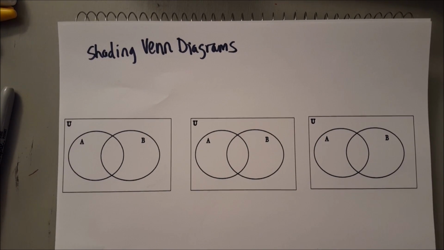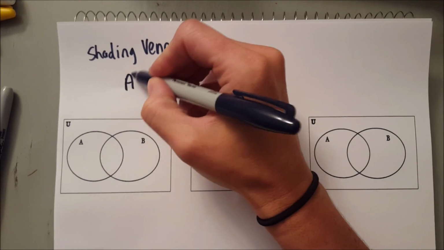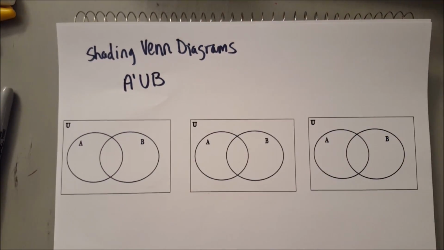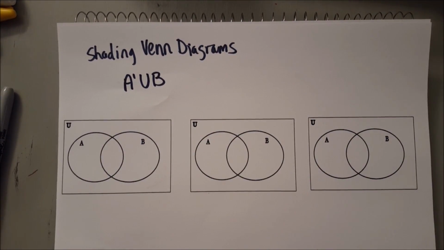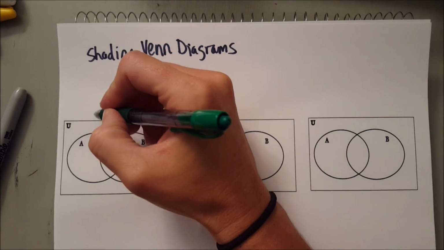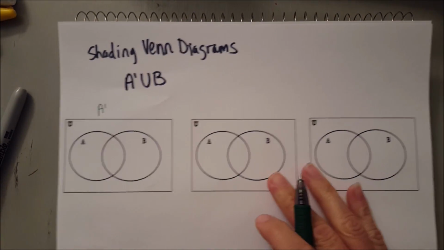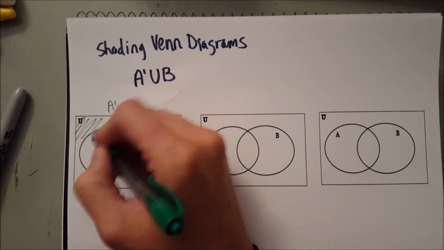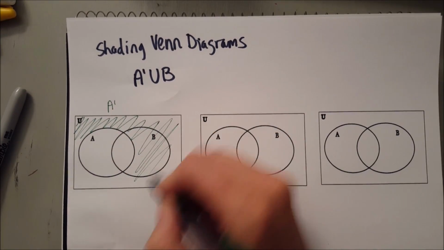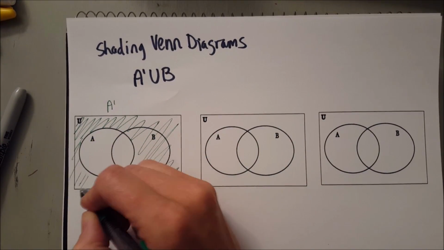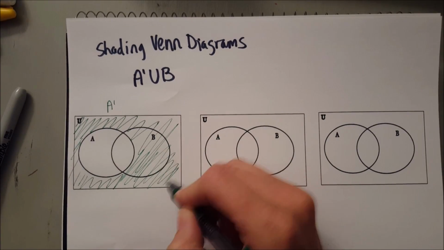All right, let's try a union this time. So let's try A complement union B. All right, this means instead of the intersection, we are taking all of the shaded region, okay? So let's try it again. I'm going to start with A complement in green. And you've seen this before. Everything except A. We're going to shade all of that. All right, we know what that looks like.